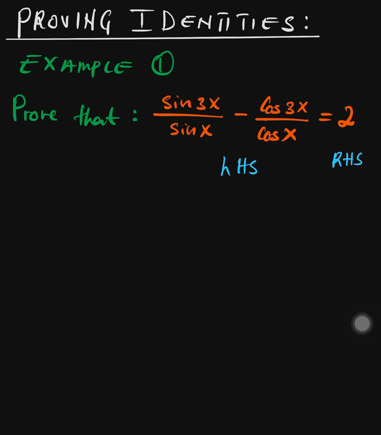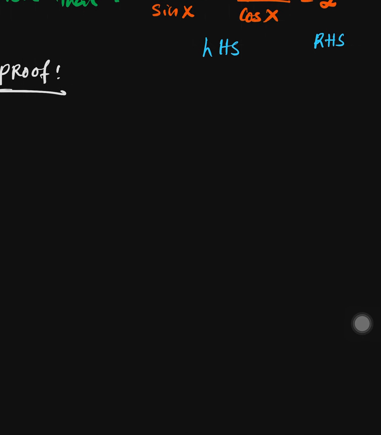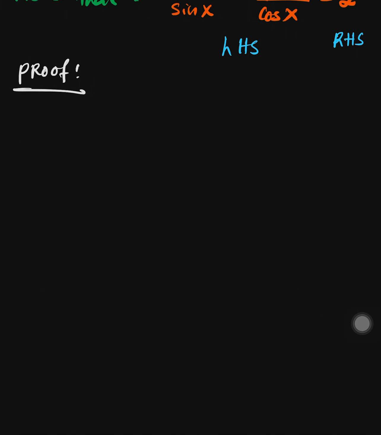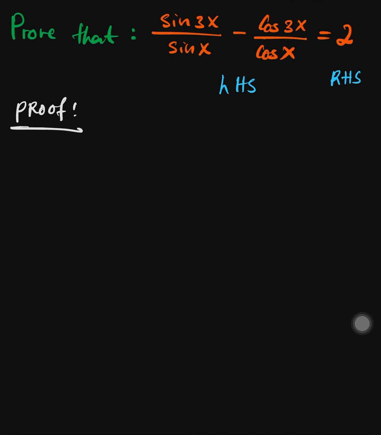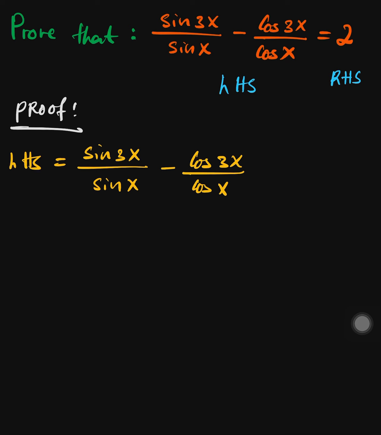Now I'm going to write a proof. I'll be proving this identity from the left, don't forget that. So I'm going to write the left hand side. I'm going to copy it, which is sine of 3x over sine of x minus cos of 3x divided by cos of x.